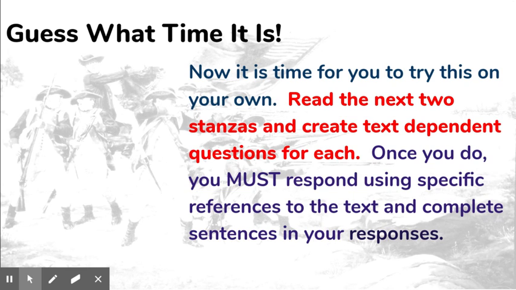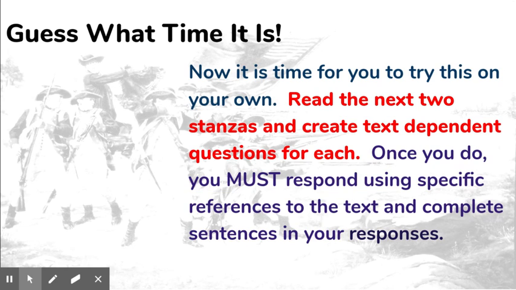It's time for you to try this on your own. So you're going to read the next two stanzas, and you're going to create text-dependent questions for each one. So that means you're only writing two questions today. So they better be good. Once you do that, you must respond using specific references to the text and in complete sentences. So once you write the question, you have to write the answer. Because if you're going to give an assessment to somebody, you have to have the answers before they take the assessment, right? Or otherwise, how are you going to know how to assess it?